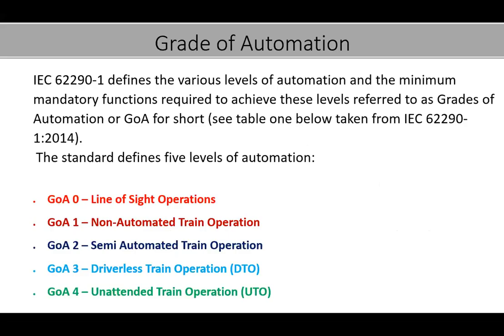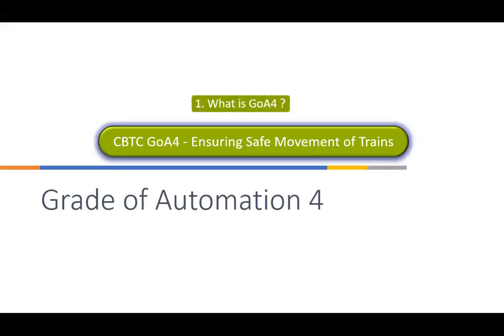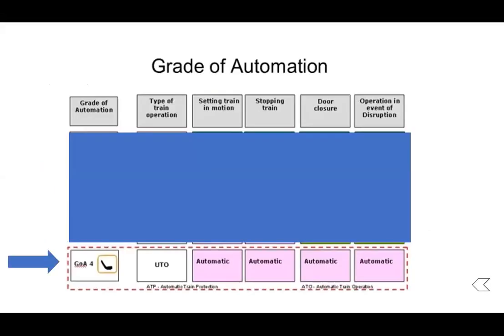The various levels mandated in IEC 62290 are GOA0, 1, 2, 3, and 4, and GOA4 is unattended train operation, where there is nobody in the cab. So the grade of automation is GOA4.